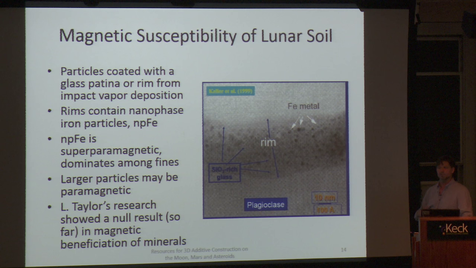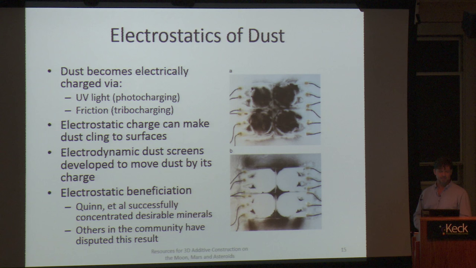There's no remnant magnetization. Now, the small particles have more surface area per mass than the large particles, and therefore the fine dust dominates the magnetic response in the soil. And so if you try to do beneficiation, you end up sorting by size instead of by mineral. Larry Taylor did extensive work trying to beneficiate soil using magnetic fields, and his work showed a null result. He was not able to beneficiate. There are still some ideas out there on how we might be able to do it, so it's not a completely closed question. Others have worked on using electrostatics to beneficiate.